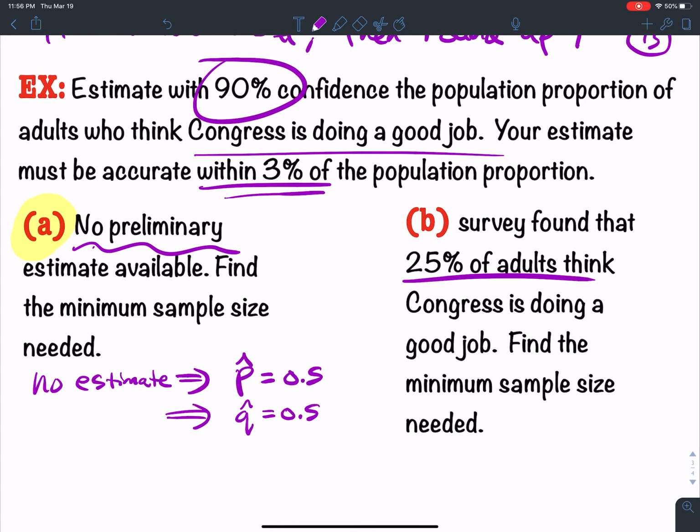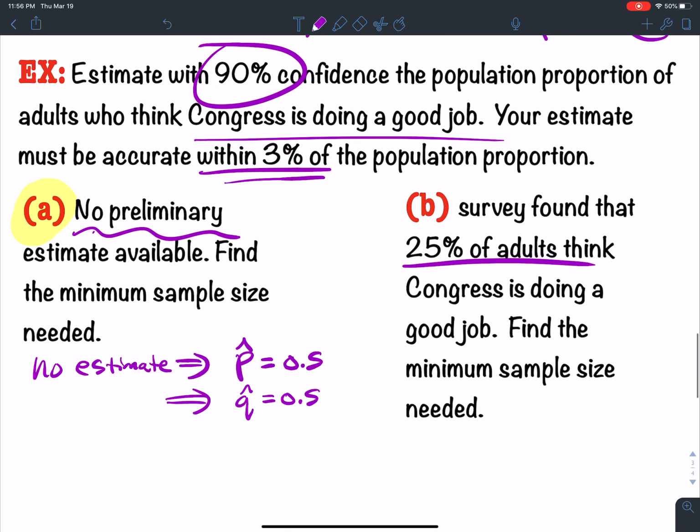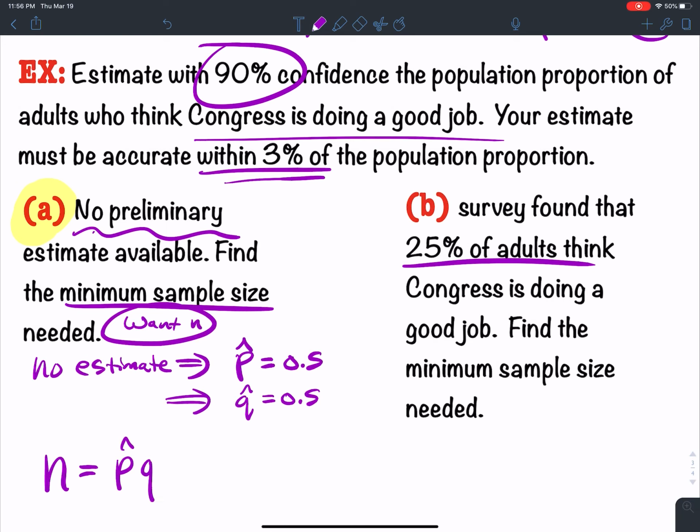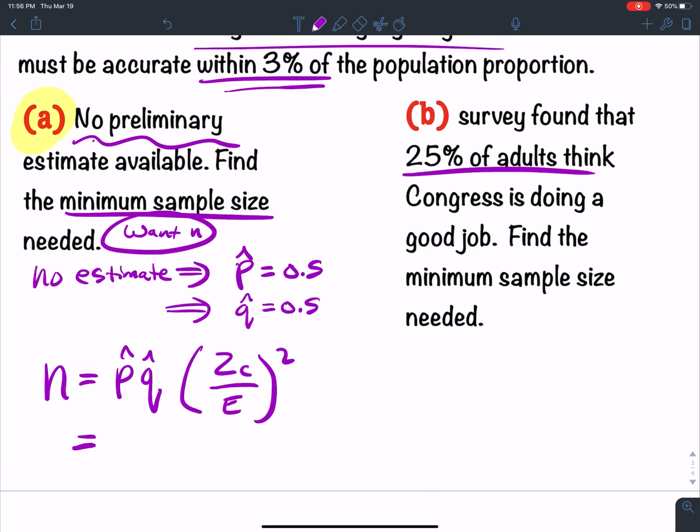Now, to be 90% confident, because we got to think about this. We're finding n, the minimum sample size, I want n. So I automatically think about my formula. n equals p hat q hat (z_c over E) squared. So I know p hat is 0.5. I know q hat is 0.5. I need z_c and I need E.